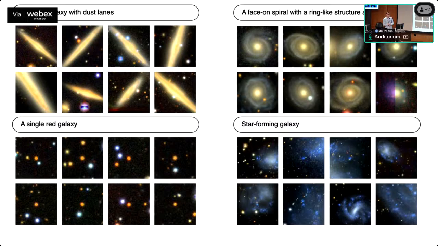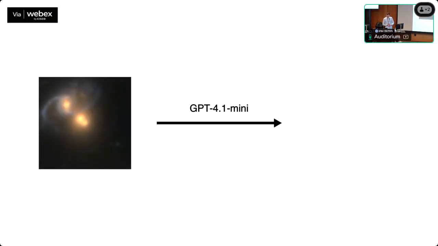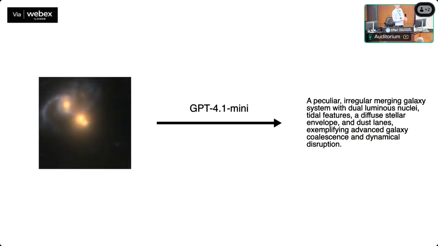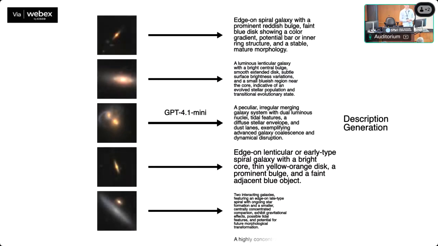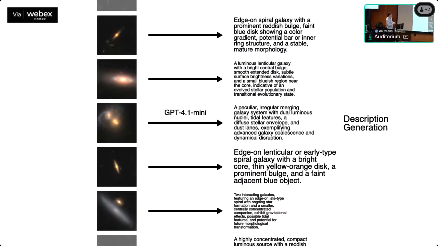this search engine and try searching it just with text. And it should be general for what it's able to find. But I'm going to go into how we made it, its faults, stuff like this. So the general idea that enabled this capability is that we found out that GPT could write fairly good descriptions of galaxy images. You can see this example here. It says a peculiar, irregular merging galaxy system with dual luminous nuclei and tidal features.